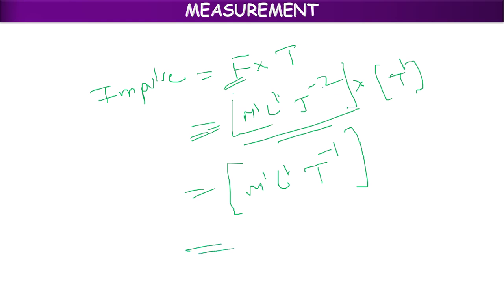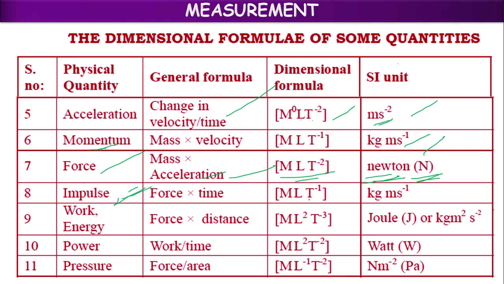M1 L1 T minus 1, where mass is in kg, length in meter, time in s to the power of minus 1. So M1 L1 T minus 1 is kg meter s to the power of minus 1.